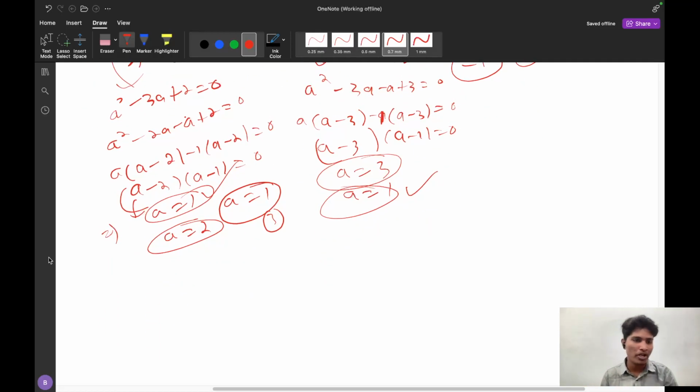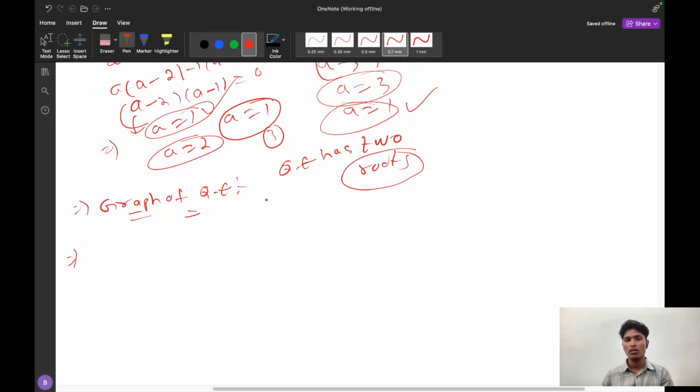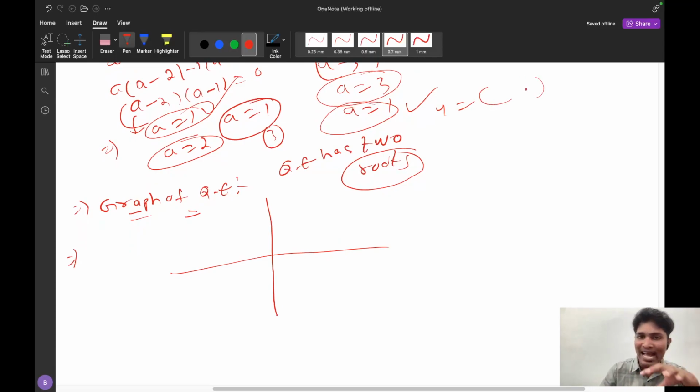Now, the next important concept is the graph. The graph of a quadratic equation. What is the graph of a quadratic equation? I already discussed that the quadratic equation has two roots. So what is the graphical concept of a root? It means if there is an equation, y equal to any equation of degree n, it has n values, that is n roots.